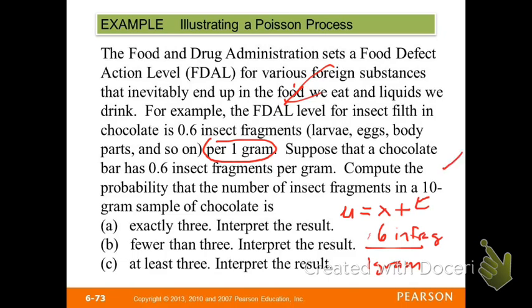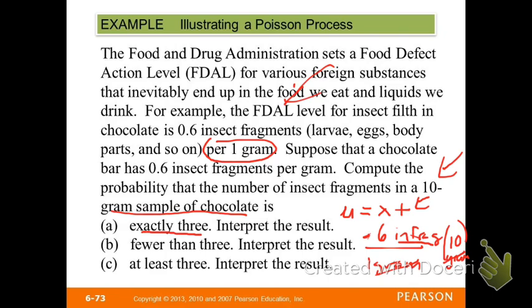Well, we're looking at a 10-gram sample of chocolate. So I'm going to take that times 10. And notice the units are going to cancel, just like if you've taken a chemistry class. So gram cancels with gram, and you're left with whatever 0.6 times 10 is, right? Which is 6. And look at what units you'll be left with: insect fragments. So you would expect 6 insect fragments. But it says, compute the probability of getting exactly 3.